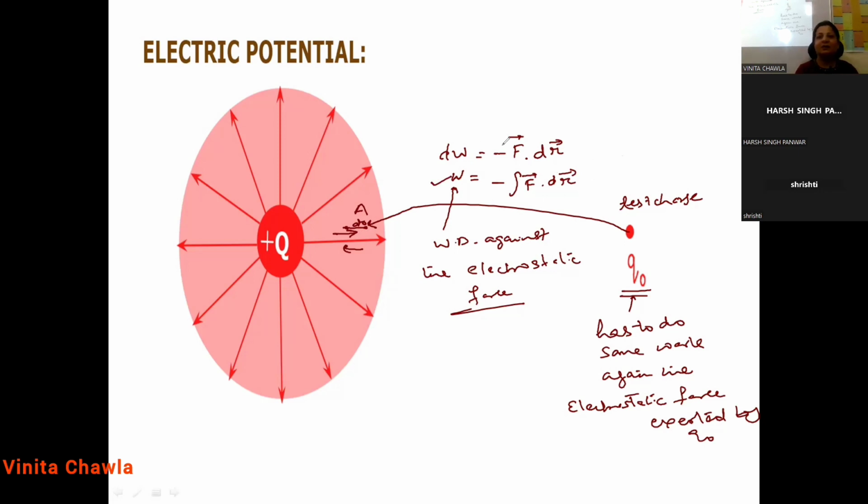And why negative sign? Because the angle between them is 180 degree. F is acting in this direction, and dr, this r is acting in the opposite direction. So they are in the opposite direction. So theta is 180 degree, and cos 180 degree is -1. Okay.